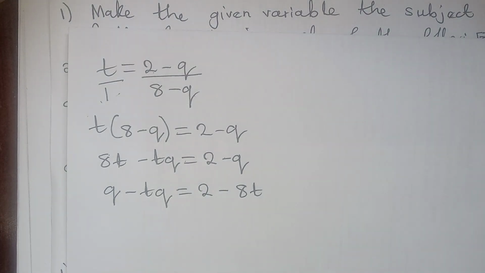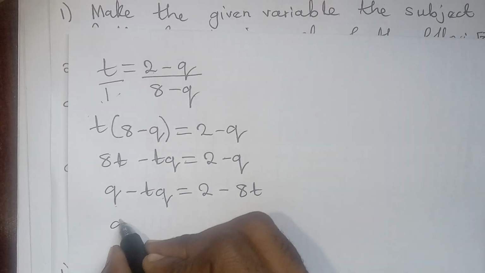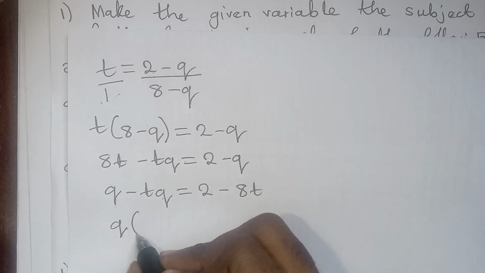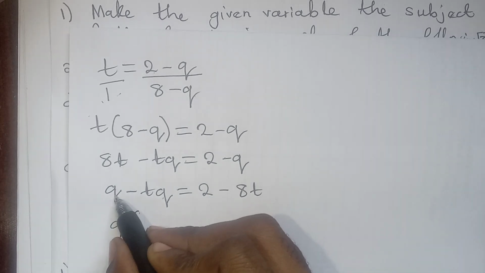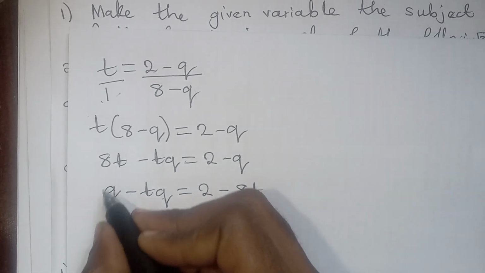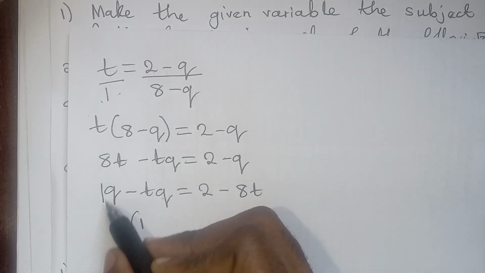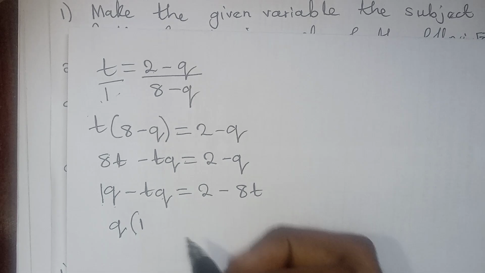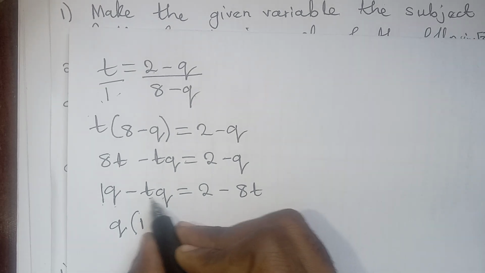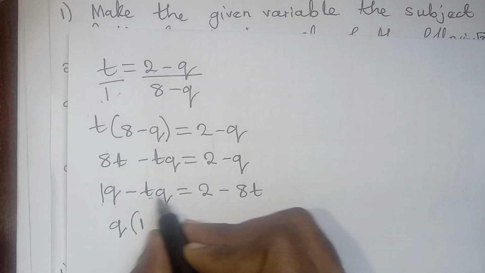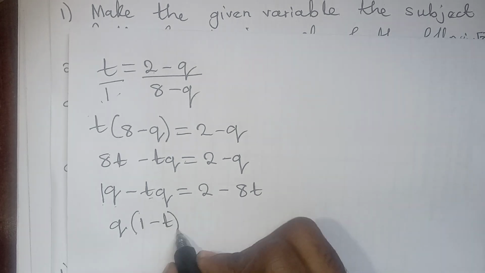So now to make Q the subject of the formula here, you can factor the Q out. So Q has been factored out. When you factor the Q out here, you remain with a 1, since 1 is the coefficient of this. Remember, we always have an invisible 1 here. Then when you factor the Q out from here, you remain with a T.